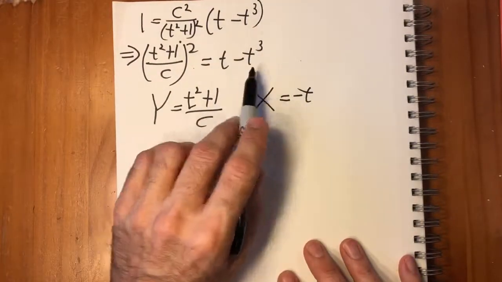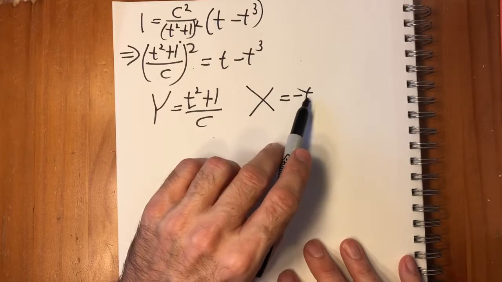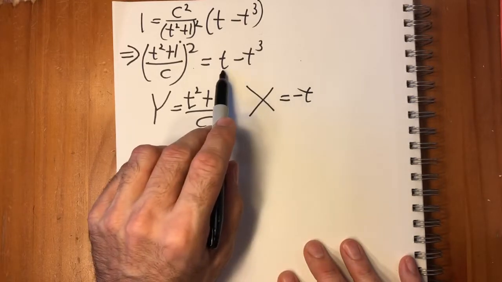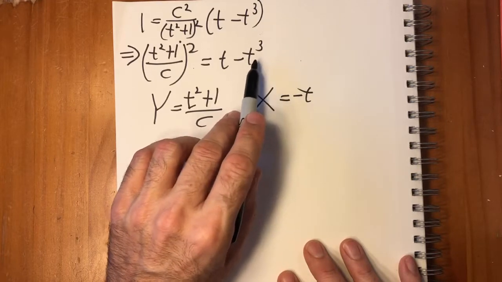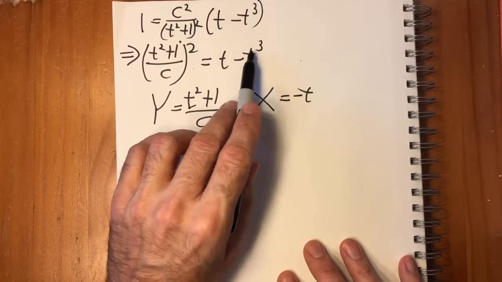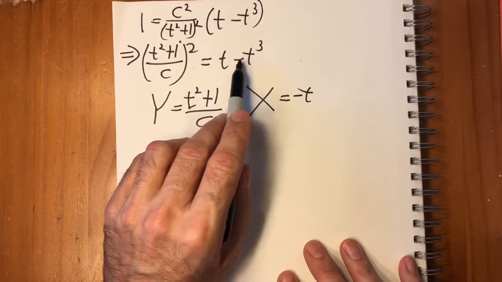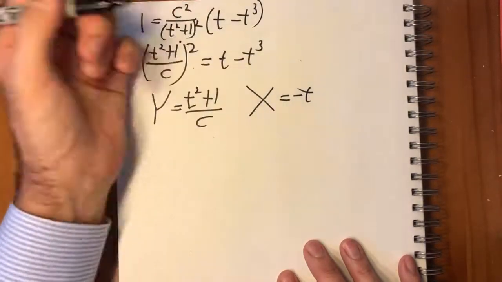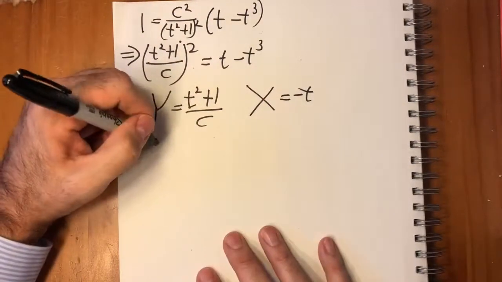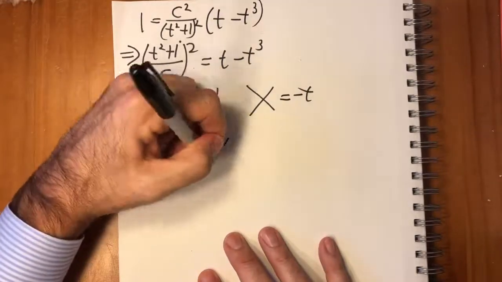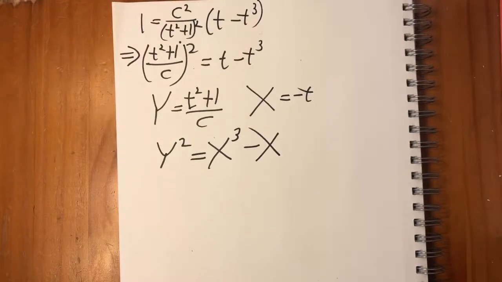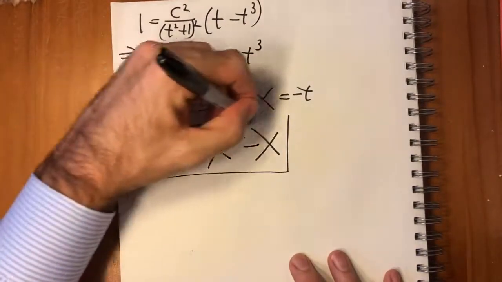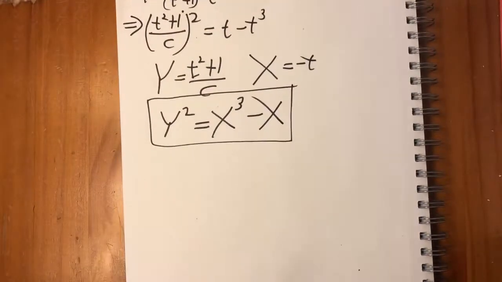And then if you multiply all of this through, it looks ugly, but this means that t is minus x, so it's minus x minus x cubed. Minus x cubed is still minus x cubed, so minus minus is plus, that's minus. So you get, if you plug these two in, y squared equals x cubed minus x. There we go. That is the equation of an elliptic curve.